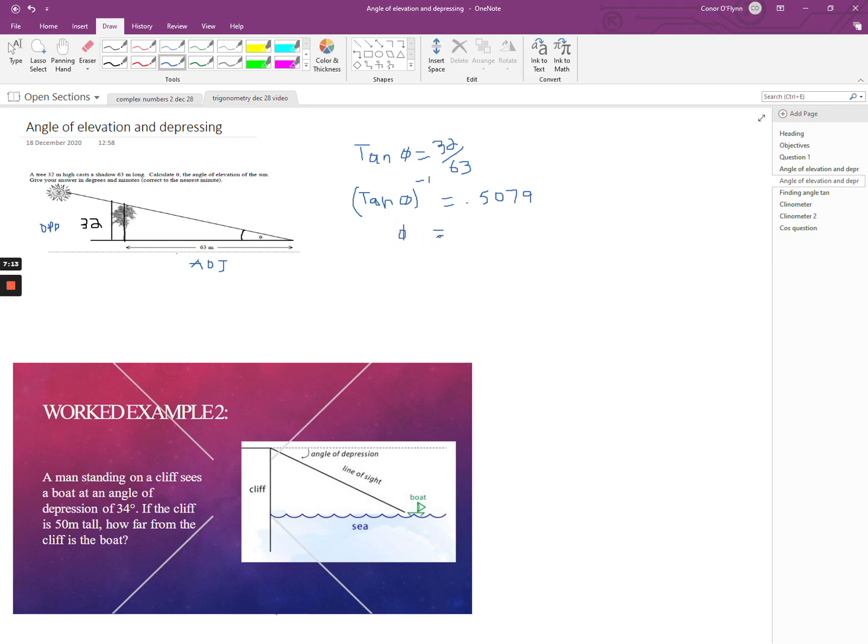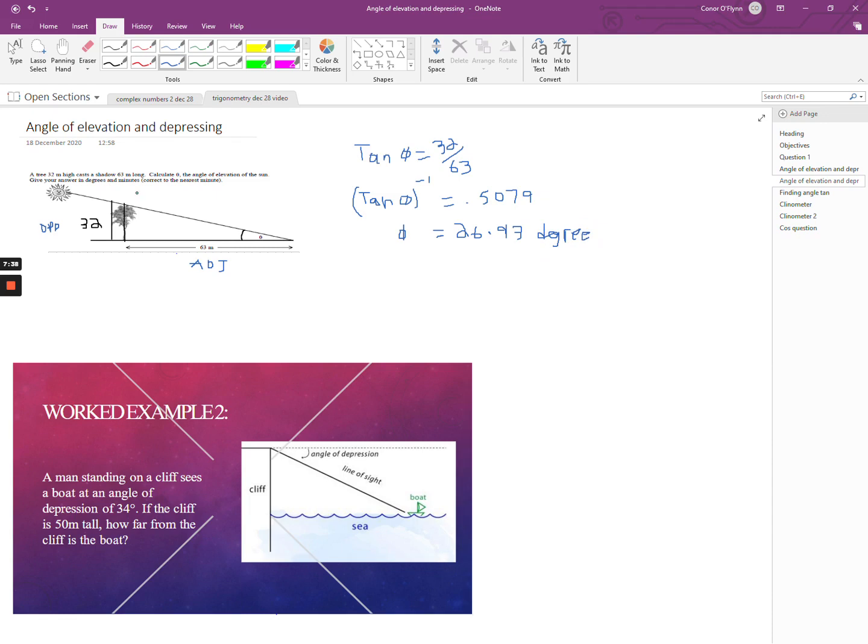It's asking us to round it to the nearest degree. Okay, 26.9 degrees. So it's nearly 27 degrees.